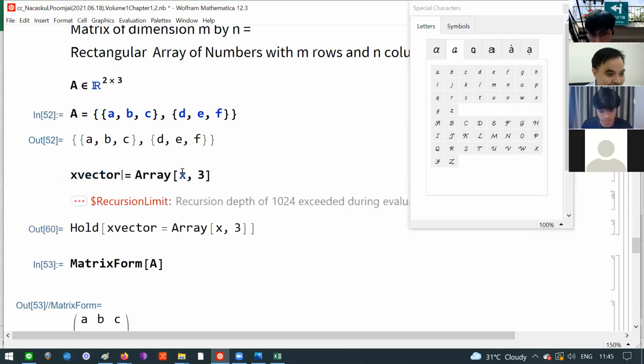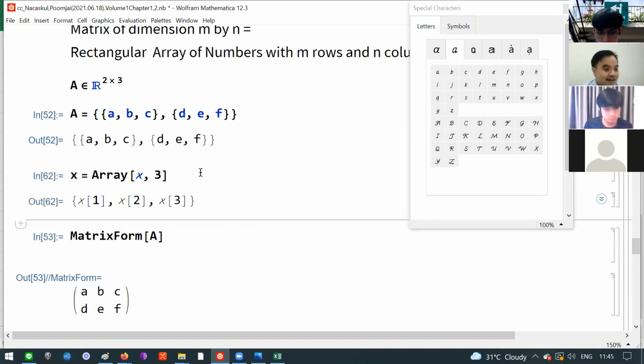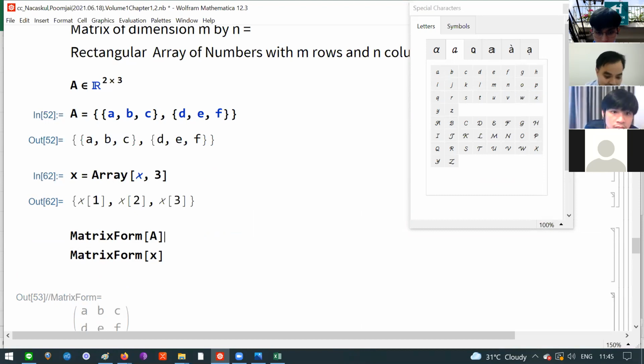Okay. So let's do this. In the textbook, this would be thin, and this would be bold face. But okay. So there, that's my array. Now watch this. So this is my x. So matrix form A, matrix form X. Okay, let's put them side by side.